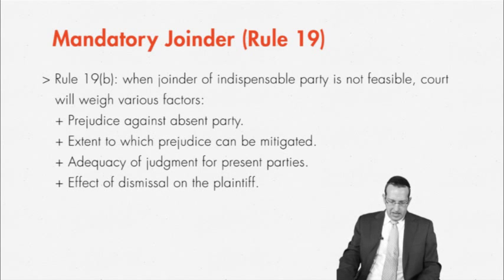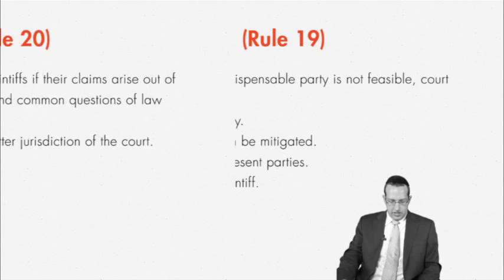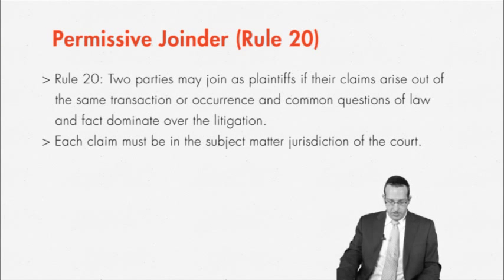Where an indispensable party cannot be brought into the suit, it is the responsibility of the parties to state why in the pleadings. They can't simply ignore the indispensable party, they have to talk about it in the pleadings. That's Rule 19. Rule 20 discusses permissive joinder.